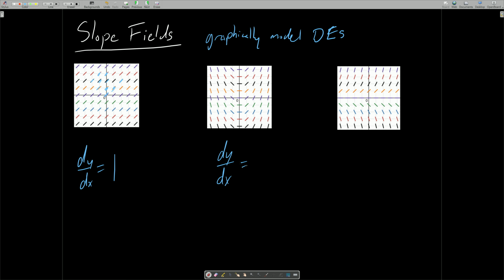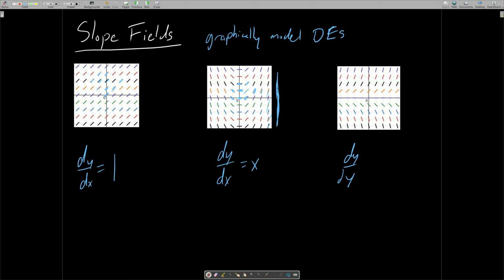This is dy over dx equals x. So when your x is 0, you have a slope of 0. When your x is 1, you have a slope of 1. When it's negative 1, you have a slope of negative 1. And so on. This is 2, 3, 4. This only relies on your x value. There's no y in here. So notice that no matter where you are as your y, it stays the same.